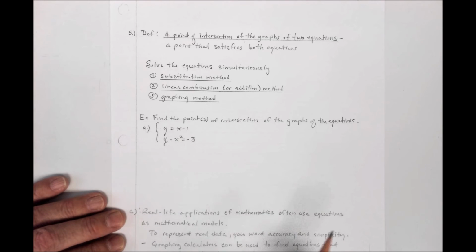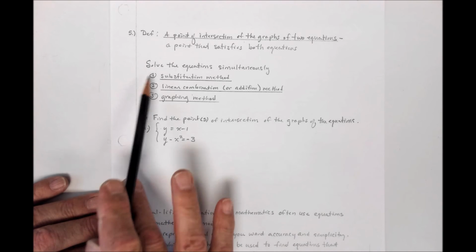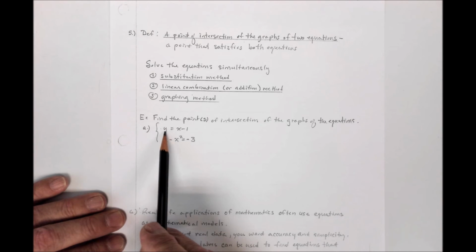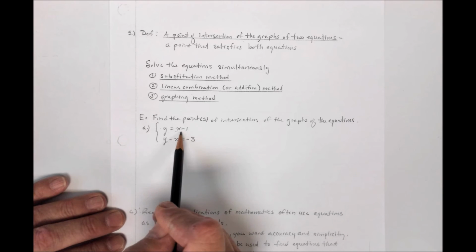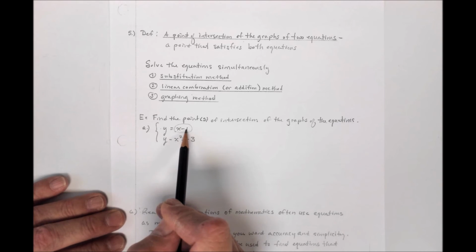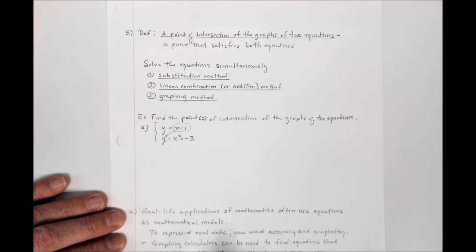Now, to do that, and because of the way this is set up, I'm going to probably use method 1. I already have one equation where I have one of the variables isolated on one side. So I am going to take that, and I'm going to use that expression x minus 1 in for y and substitute it into the y value on the other equation.